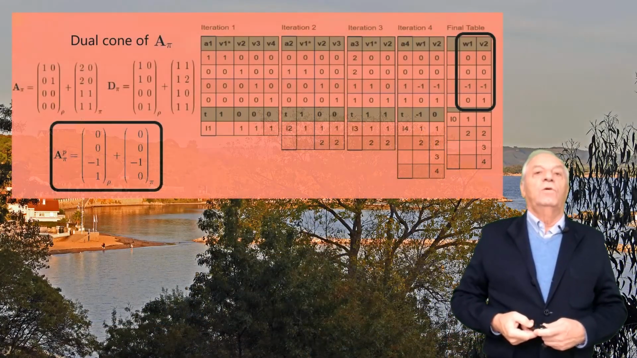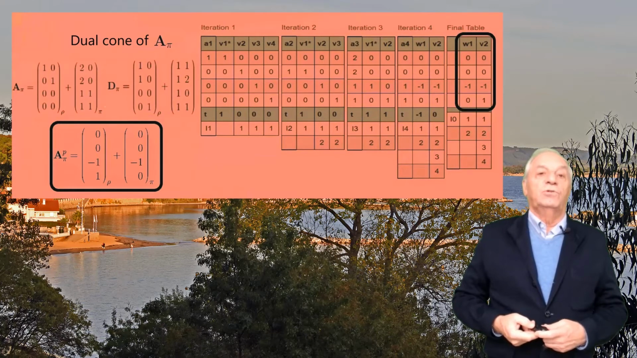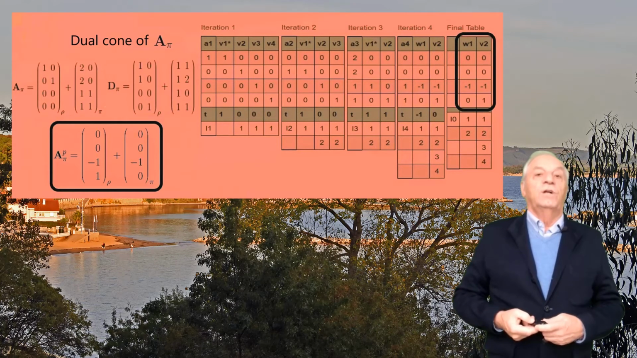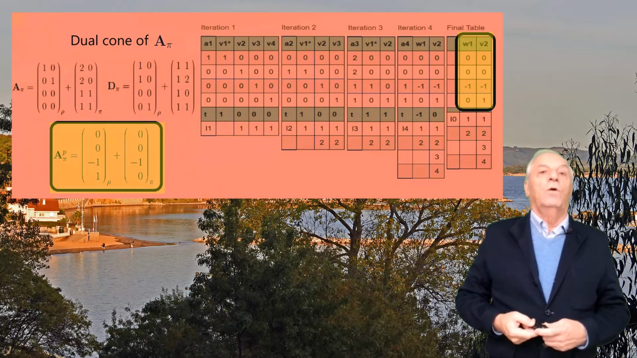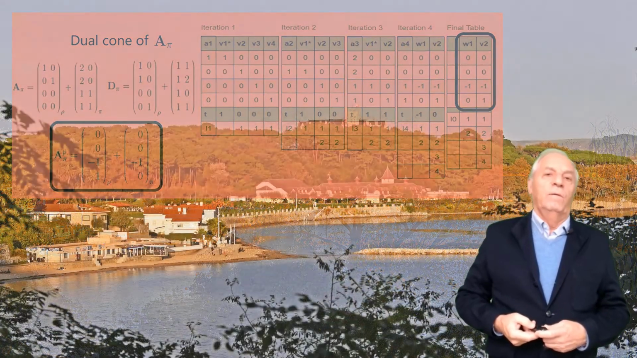First, the dual cone of A pi is obtained using the gamma algorithm, which gives the tables on the right upper part, resulting in that this cone has a part of linear space of dimension 1 and a part of acute cone with one edge, as seen in the final table.